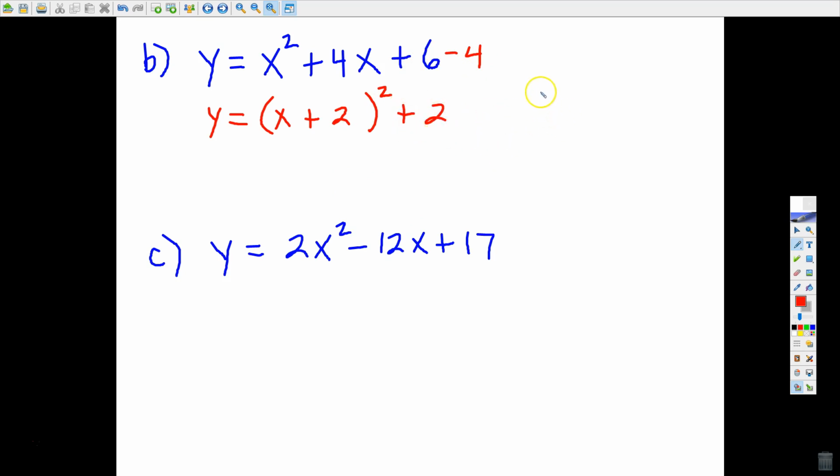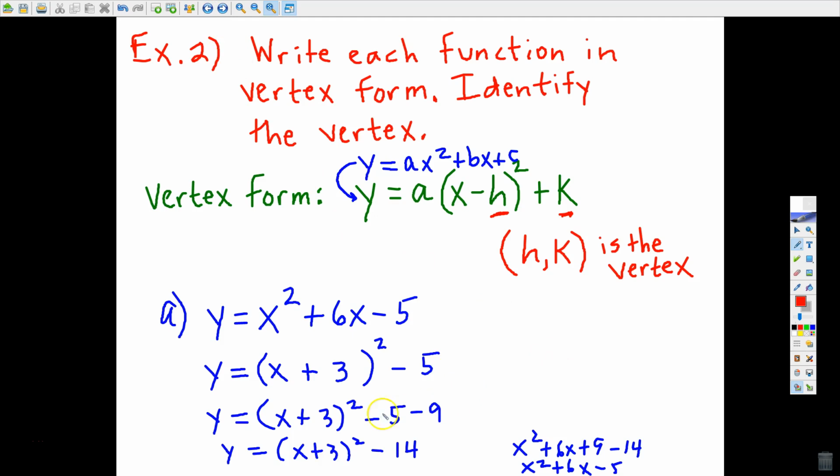And then we need to finish this up. The directions are going to say change to vertex form and then identify the vertex. And so for letter B, the vertex is negative 2, 2. And let me go back to letter A, and I didn't do that over here. The vertex is negative 3, negative 14.